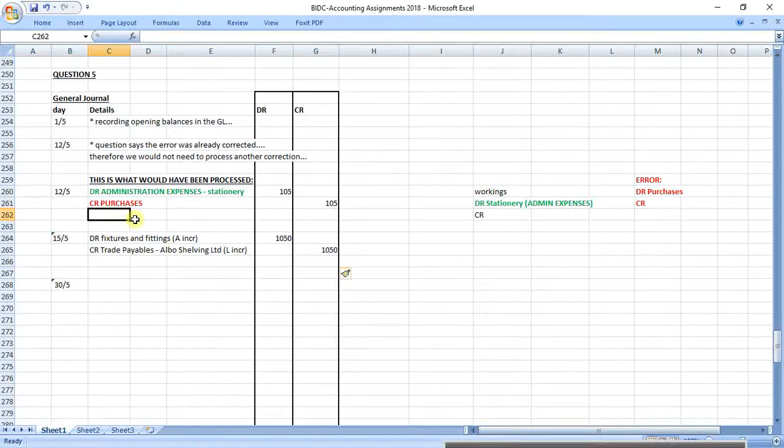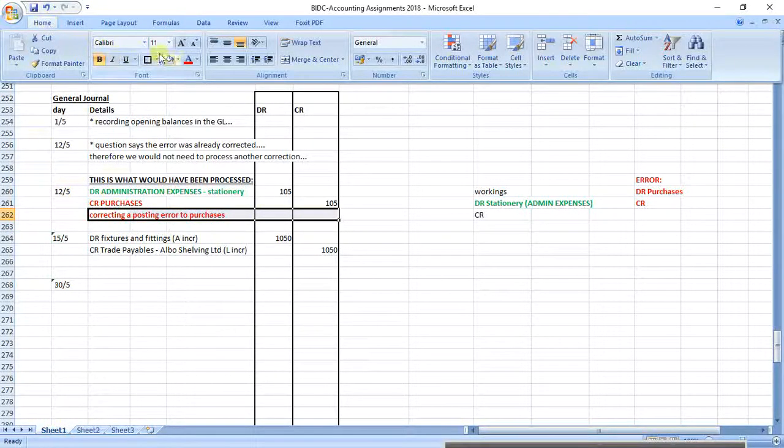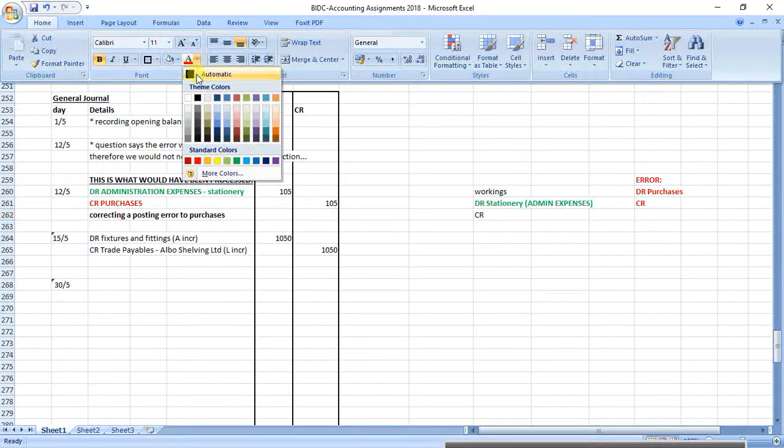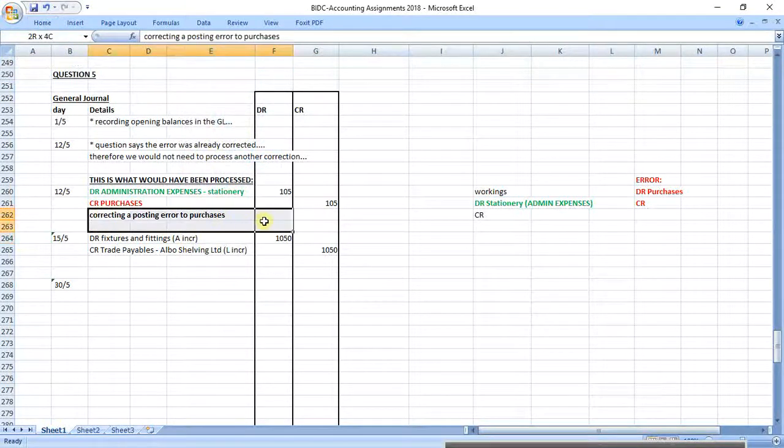Right, so the narration for this would have been what? Correcting a posting error to purchases. Okay, you just write a little line afterwards that describes what you had done. If they're saying narrations are required, then that would be the narration: correcting a posting error to purchases.